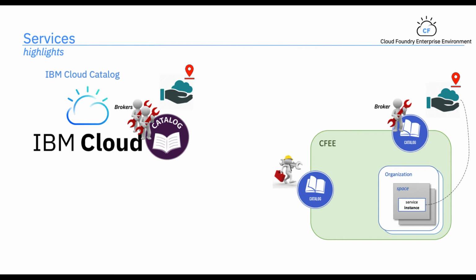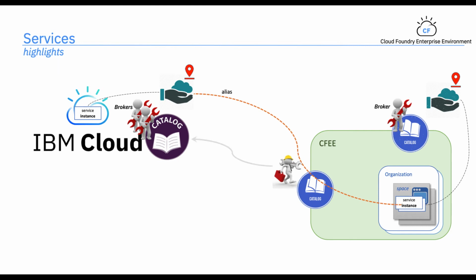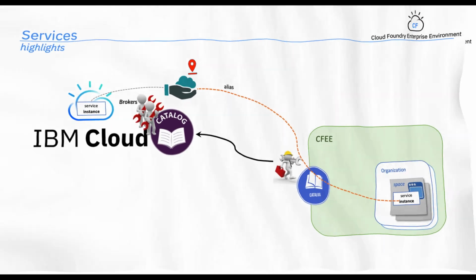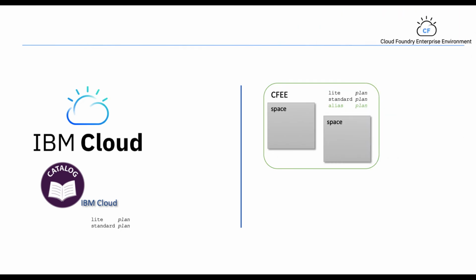The service instance will be formally a platform service resource. This resource is then added as an alias to the CFEE instance. This alias is a formal Cloud Foundry service that is owned by the proxy broker. So let's drill down with an example. Let's assume that on the IBM platform's global catalog we have a service with two plans, Light and Standard. The proxy broker on the CFEE will add to the marketplace three plans: Light, Standard, and Alias.